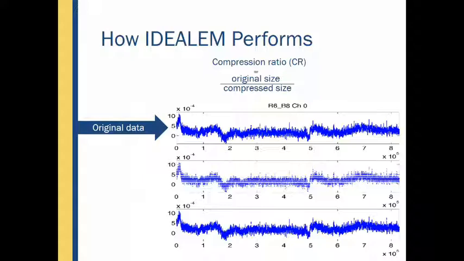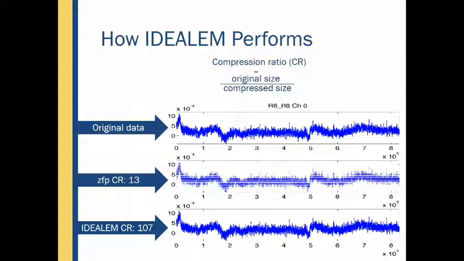Let's see. The first graph is the original data. And the second one is compressed by the current state-of-the-art compressor called ZFP, which is targeted at compressing floating point data like we do. But as you can see, its compression ratio is 13. Our algorithm was able to produce a compression ratio of a different order. You see, this is a different order. This is a compression ratio of more than 100, whereas ZFP, the state of the art, remains at compression ratio 13.